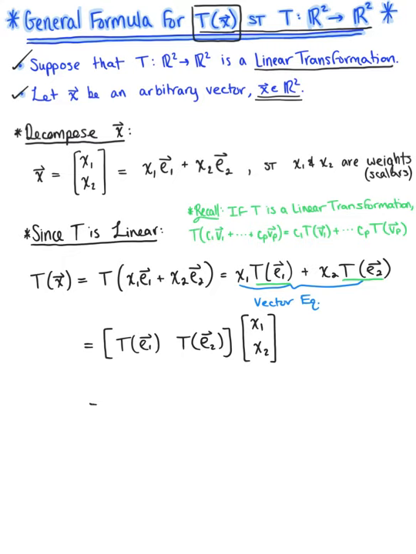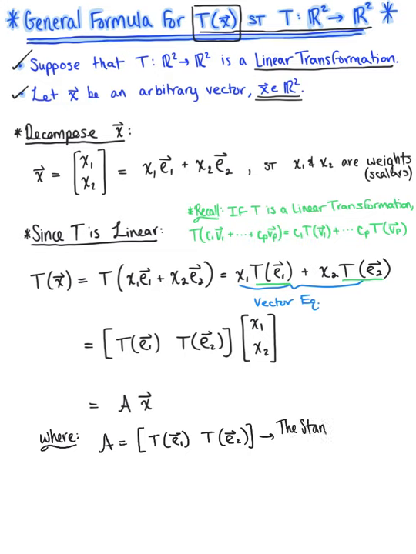And so this is our standard formula. This is going to be defined as matrix A multiplied by vector x. And we'll make a little love note here to ourselves that this is where this matrix A, whose column vectors are the images of the elementary vectors under the action of our transformation T, this matrix is called the standard matrix of T. So this is the general formula for the image of vector x under the action of T.